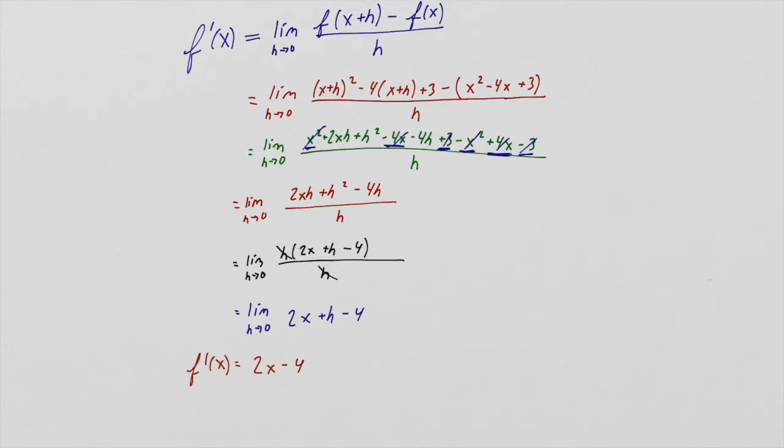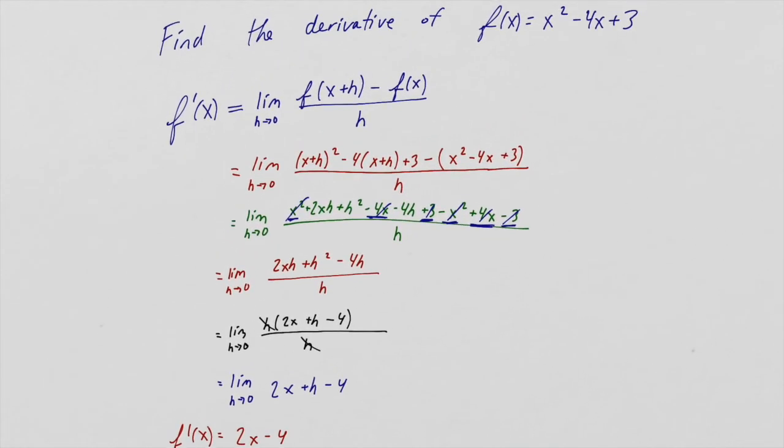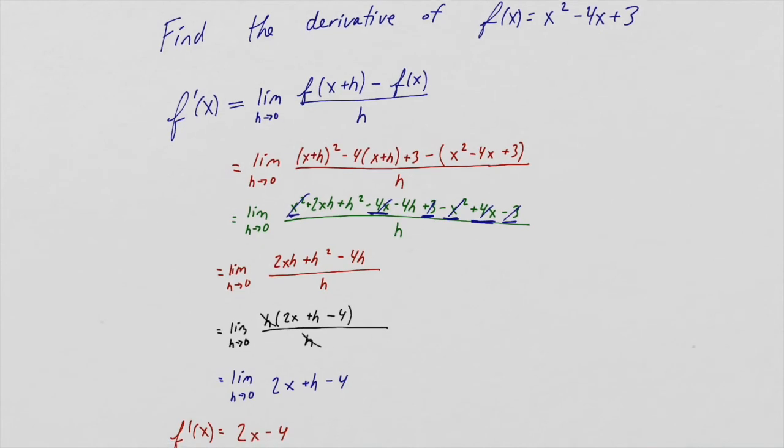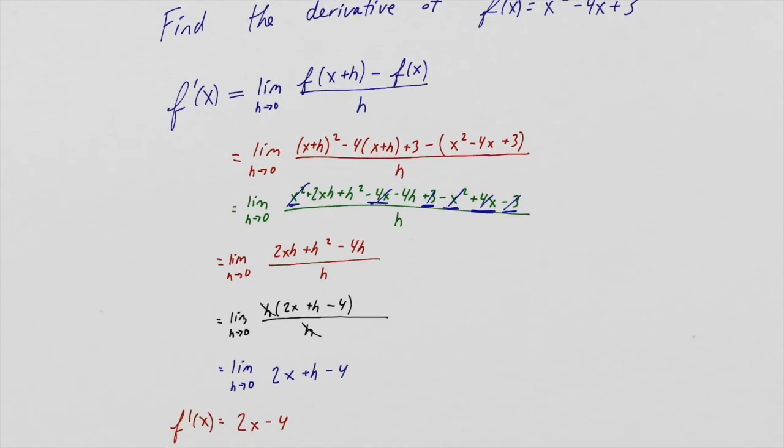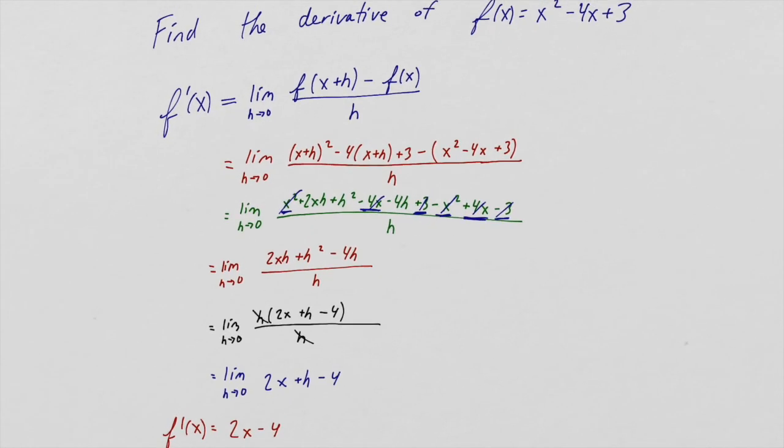So what this has done is we had this function up here originally, f of x equals x squared minus 4x plus 3. And now we have the derivative of that, f prime of x equals 2x minus 4. And if we want, we can use this function to find the slope of the tangent line to our original function at any point on that function.